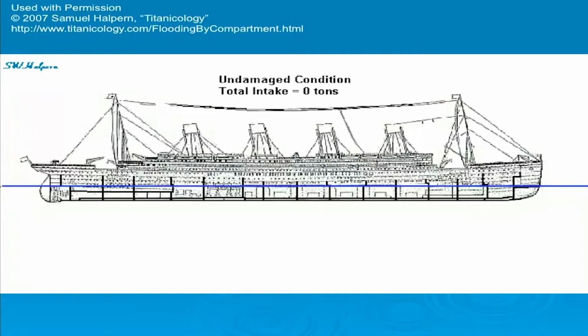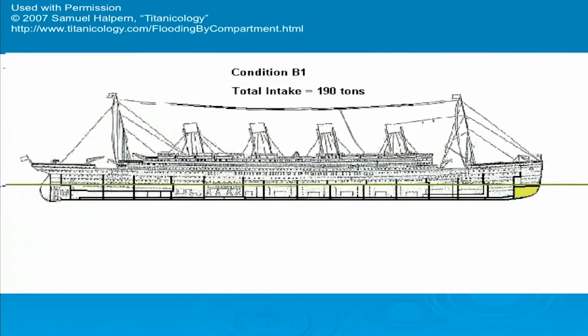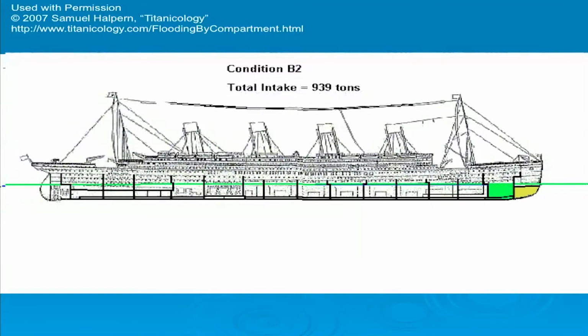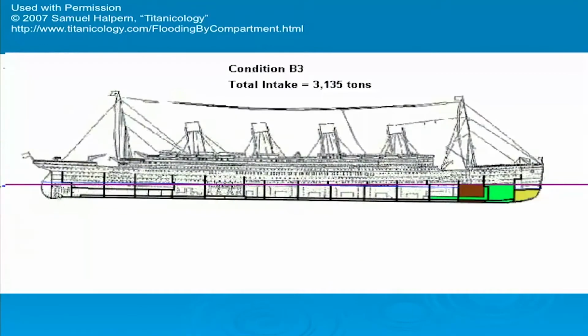And the flooding starts in the front compartment. So the front one begins the flood. It takes on 190 tons of water, which dips it at an angle. And then the second one begins the flood. And then the third begins to flood. And now the Titanic's nose is going under the water.